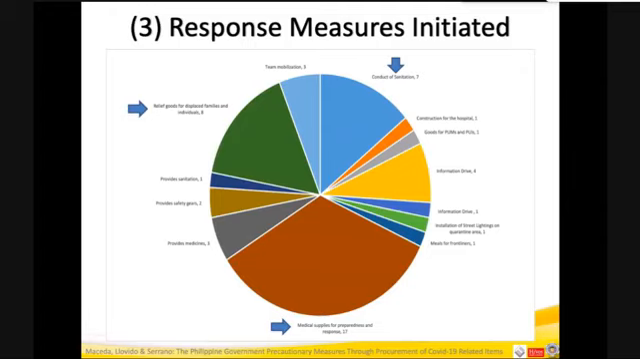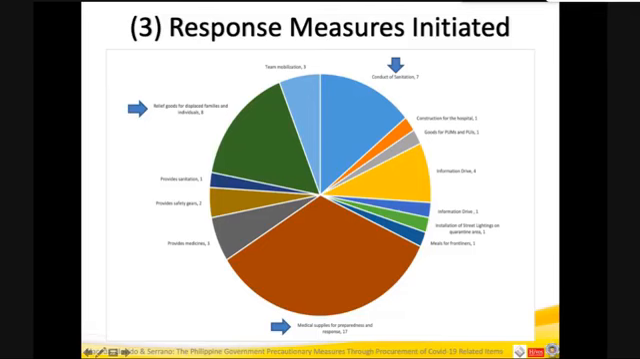since there is also a purpose written there on the purpose of procurement, what are the response measures initiated? If we sum it up, we will notice that most of the measures being made is the procurement of medical supplies for preparedness and response. This was followed by the relief goods for displaced families and individuals, and followed by the conduct of sanitation.